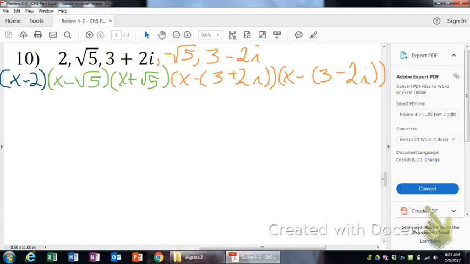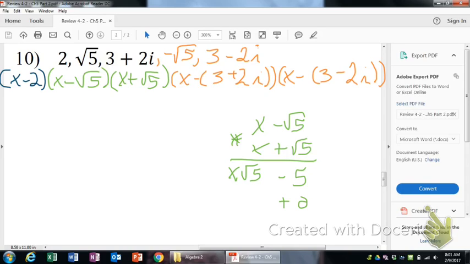Whenever I do that, I have x minus square root of 5 times x plus square root of 5. Square root of 5 times square root of 5 is going to be negative 5. Don't forget the negative signs, the square root signs are going to cancel. And then square root of 5 times x is x square root of 5. I'm going to put 0 as a placeholder, and then x times negative root 5 is negative x square root of 5.